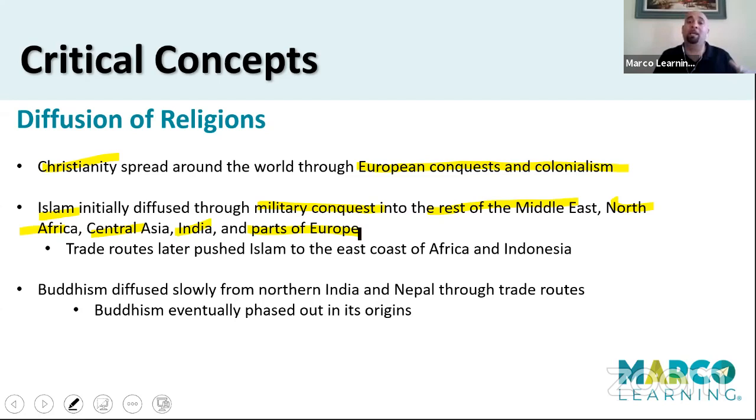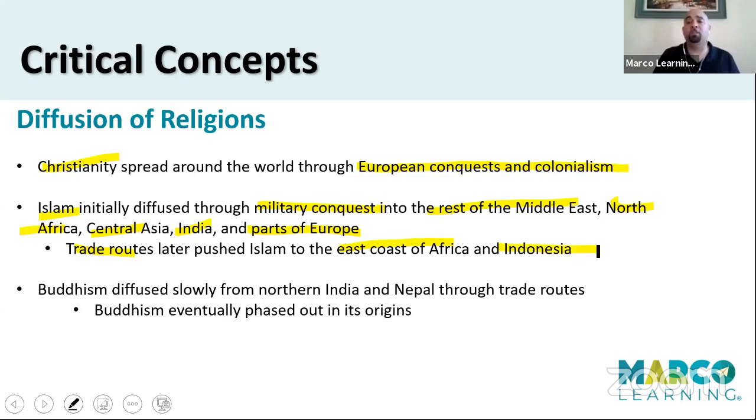And where you see this the most is the impact of architecture. When you're in Spain, when you're in Portugal, you see a lot of domes. Why? That was the influence of the Moors, of the Muslim invaders that came across from North Africa. All right. Later, they shifted away from military conquest and pushed more through trade routes. And eventually, their trade routes pushed them across the Saharan Desert into sub-Saharan Africa, into the east coast of Africa, and all the way across the Indian Ocean into Indonesia.